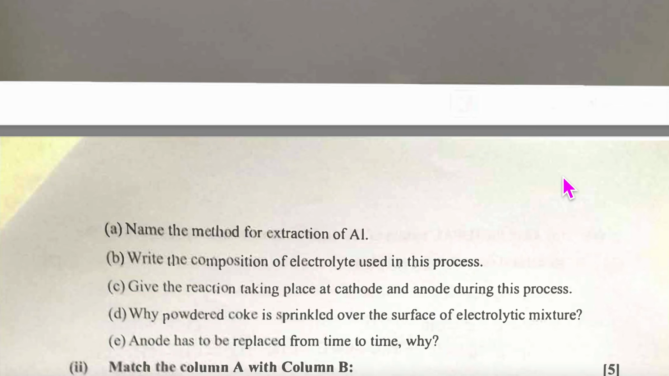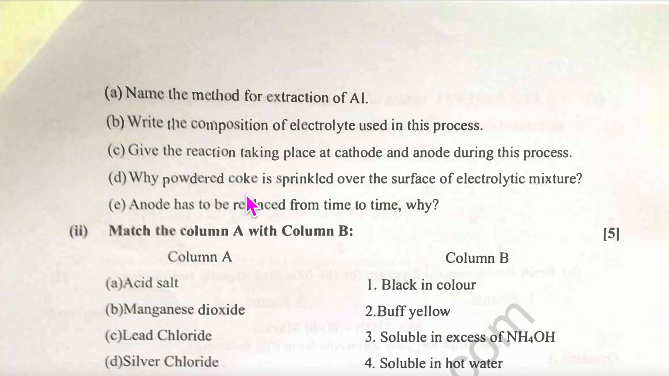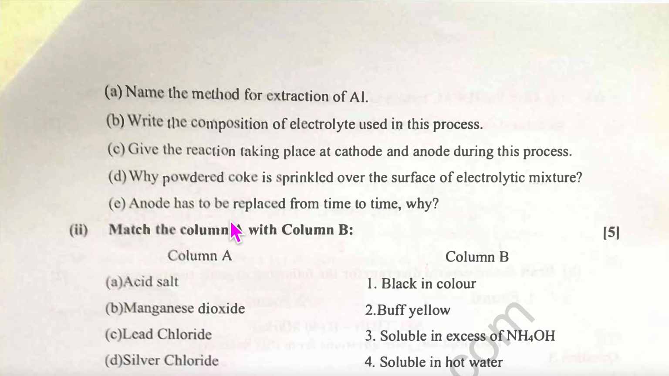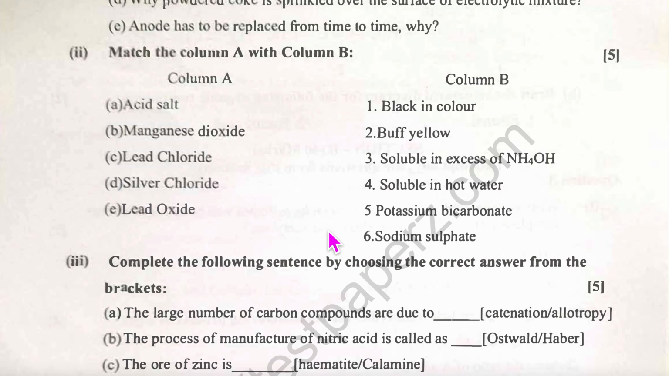First you have to look at the dissociation, and then you have to take the cation and anion. Dissociation, you have no problem, right? Powdered coke is sprinkled over the electrolyte. The anode has to be replaced. Again, learn it, I just now told you they're important.